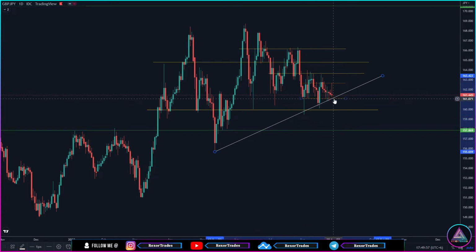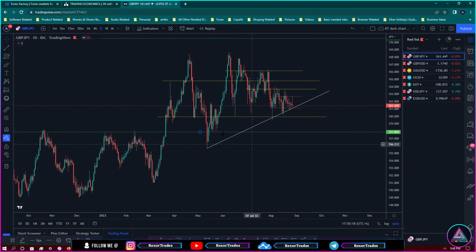However, if it makes a breakout of this uptrend line, which we're going to be sure of if it makes a break and close below this key level and makes even a break and close below this key zone, then we'll be sure that GBPJPY made a breakout of this uptrend line over here, and that might lead GBPJPY to continue pushing to retest this key level over here.